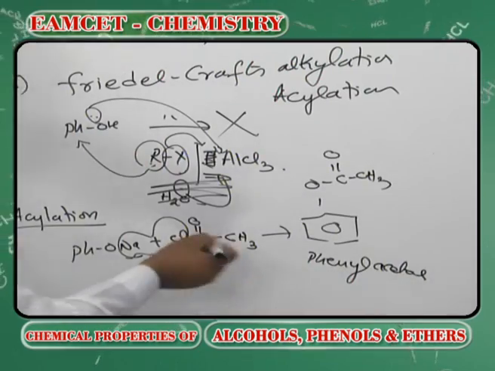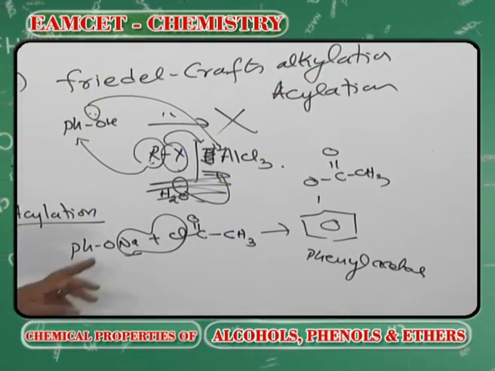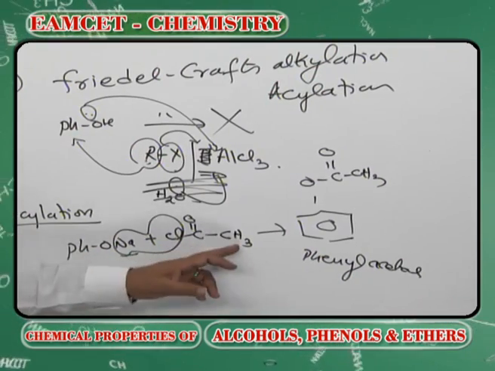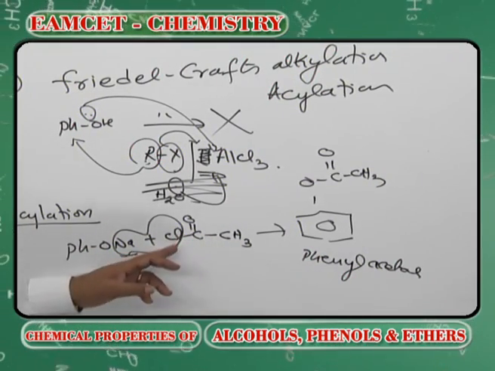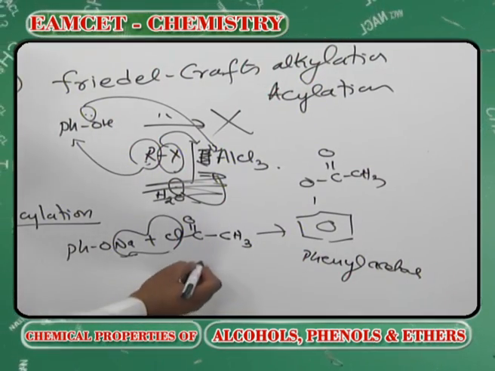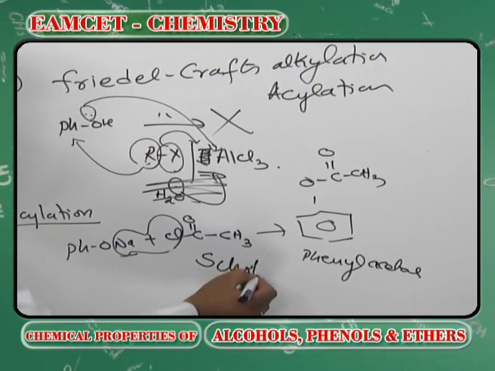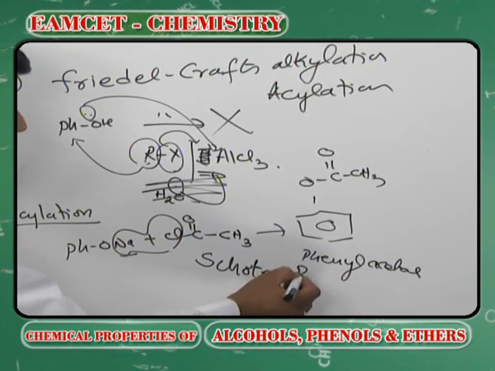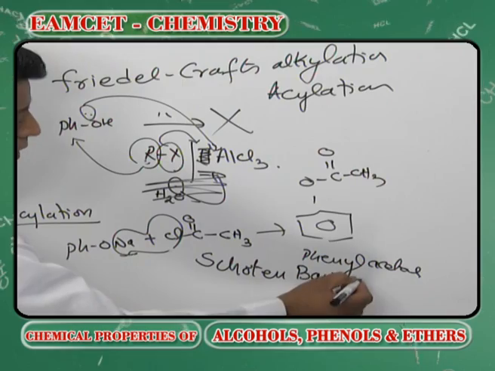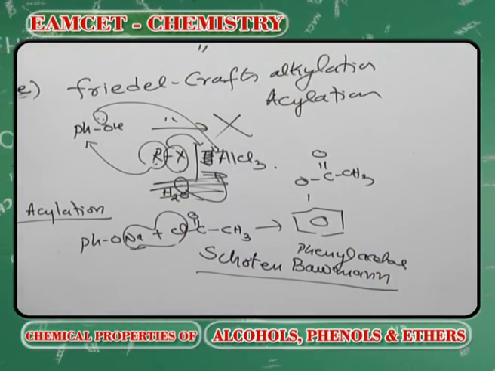The straightforward reaction of phenol and acetic acid is not that favorable. Therefore, the acid chloride of acetic acid and the sodium salt of phenol are taken. This is called the Schotten-Baumann reaction. It is nothing but an improved esterification.